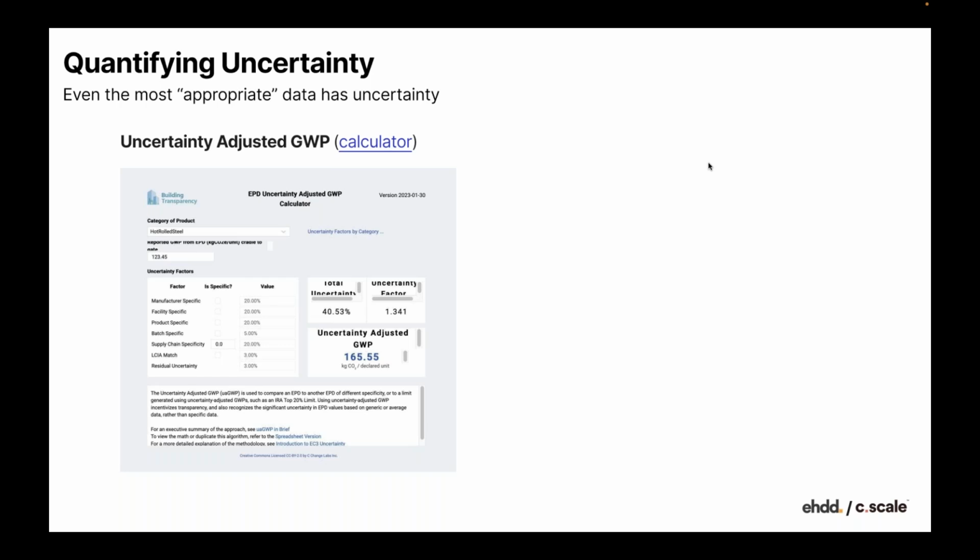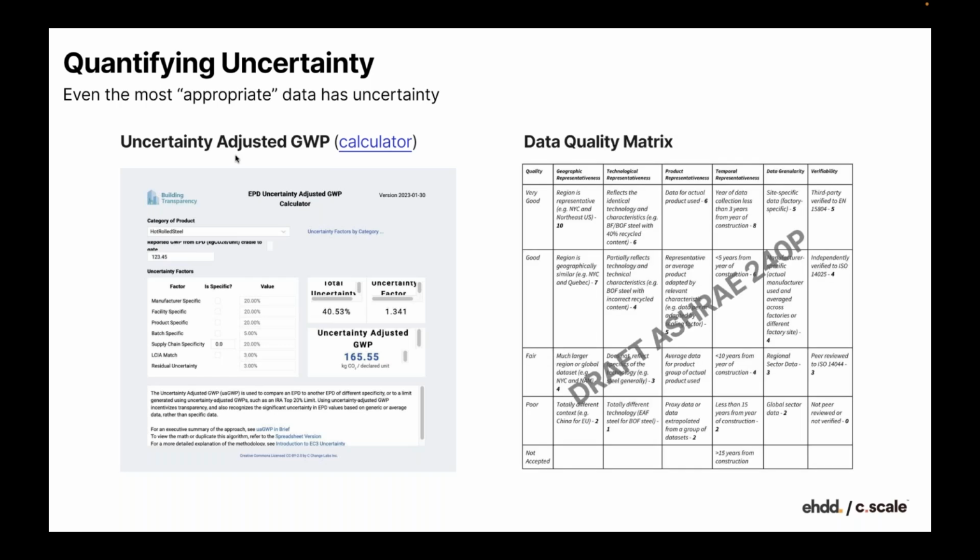I'm glad the conversation about uncertainty has already started. This is a great little calculator from Building Transparency that allows you to really understand the way these different sorts of supply chain uncertainty affect a product level description of GWP. We can contrast this approach to the uncertainty assessment we see more typically in whole building lifecycle assessment, which uses a data quality matrix where each data point is rated by its geographic representativeness and technological representativeness, to understand how appropriate that data is to the object of analysis.